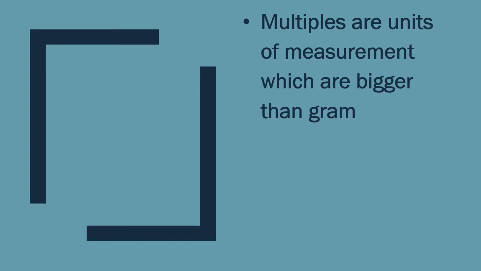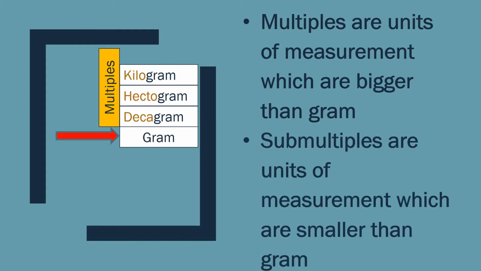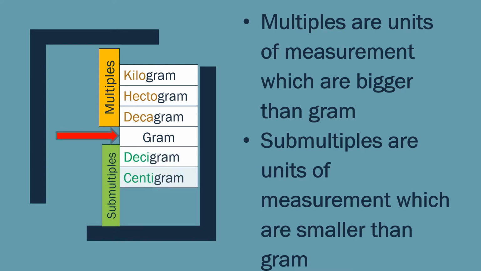Just like measurement of length, there are multiples and submultiples for measurement of mass also. Multiples are units of measurement which are bigger than gram. For example, in measurement of mass, kilogram, hectogram and decagram are multiples which are bigger than standard unit gram. And there are submultiples which are units of measurement which are smaller than gram. For example, submultiples like decigram, centigram and milligram. These are smaller than gram.